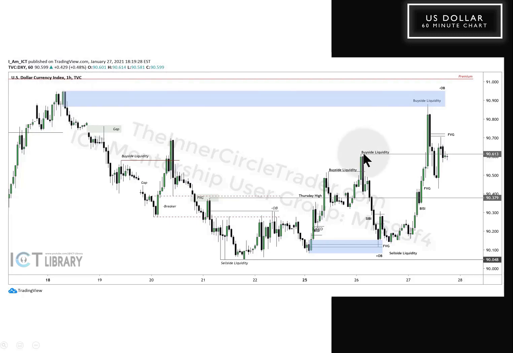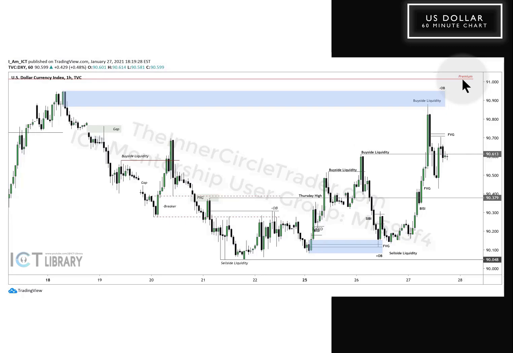Now there's buy side liquidity resting above this high, just like it was here and here. So I'm anticipating Thursday into Friday that the dollar index could make another run higher and trade up into that premium level. Now this is that premium level that I identified and annotated on that daily chart.